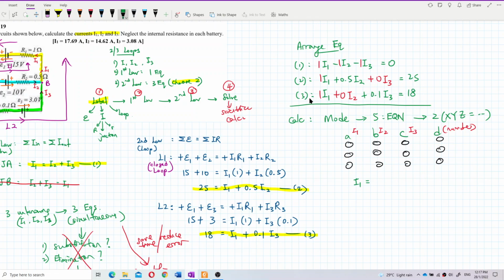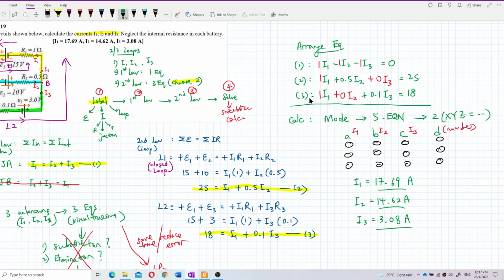So I1 you will get 17.69 ampere, and then I2 is 14.62 ampere, and then equation 3, I3 is 3.08 ampere. That's the answer.